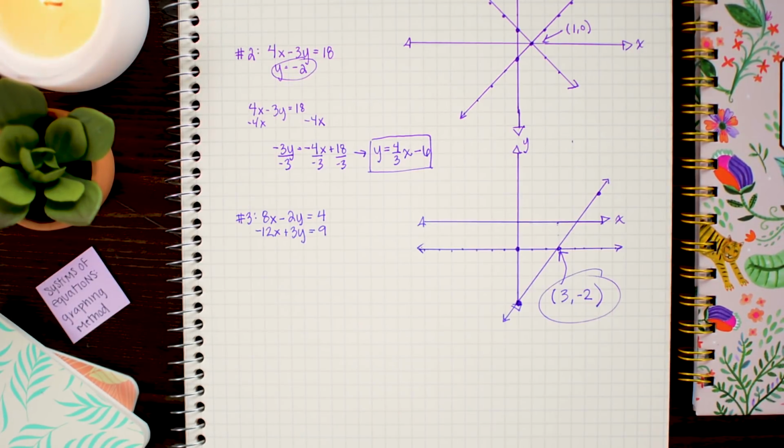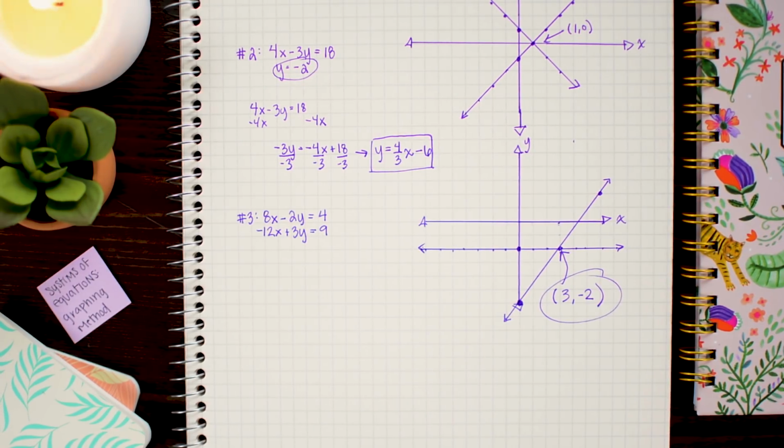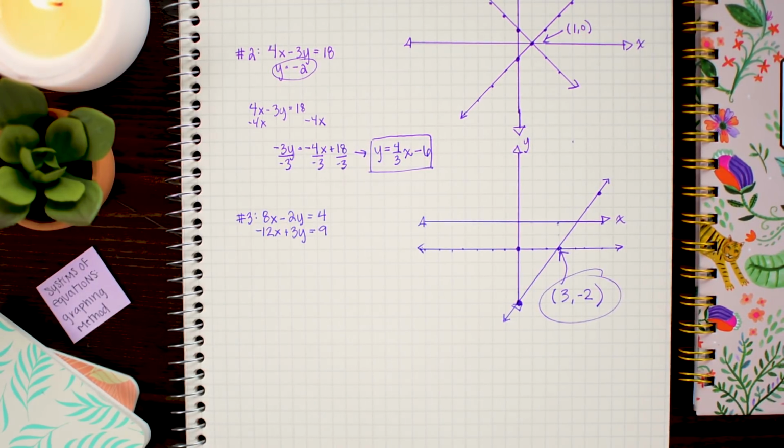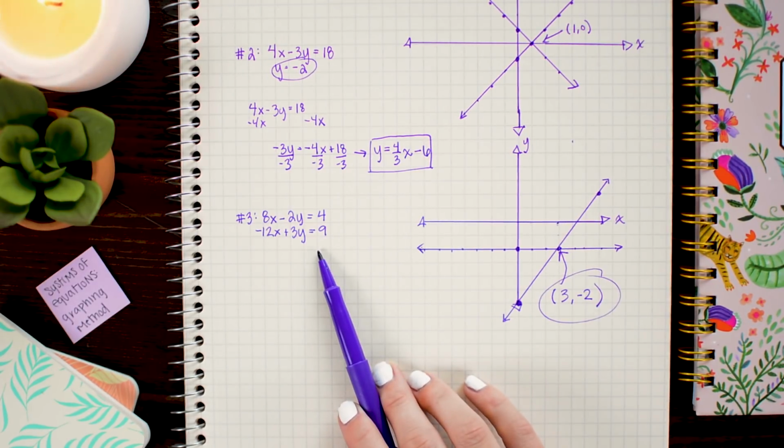The last thing I want to talk to you about is some special cases you might run into when solving systems of equations. You can't tell yet, but number 3 is going to be one of those special cases. We're going to start just like we've started all the problems before and rewrite both of these equations in slope-intercept form.